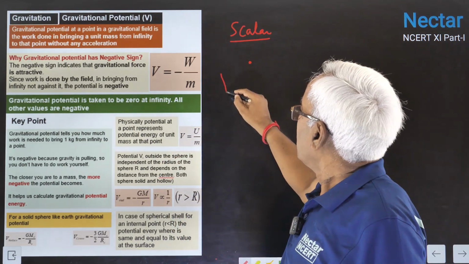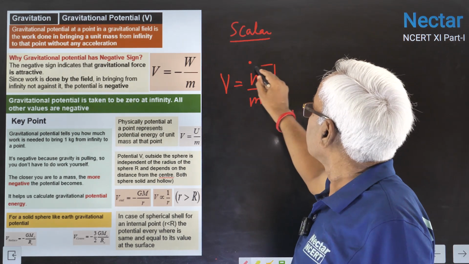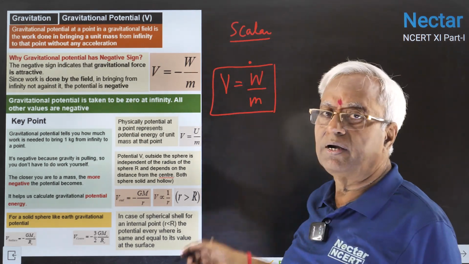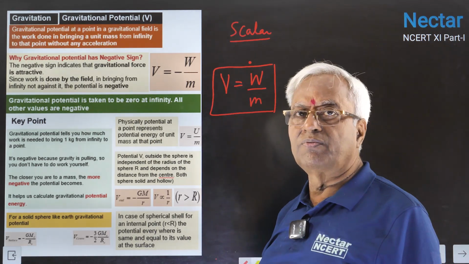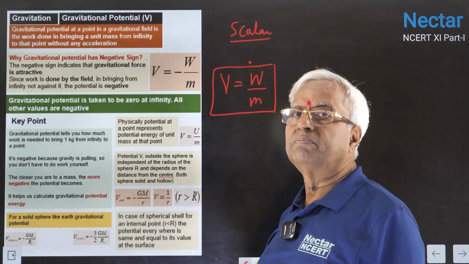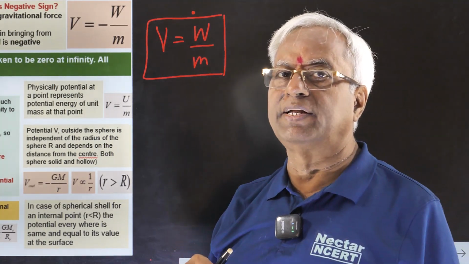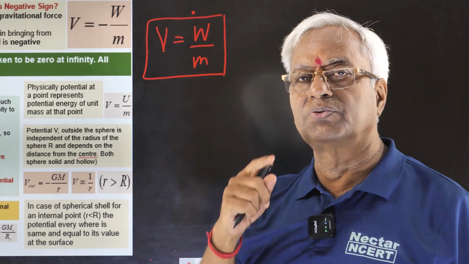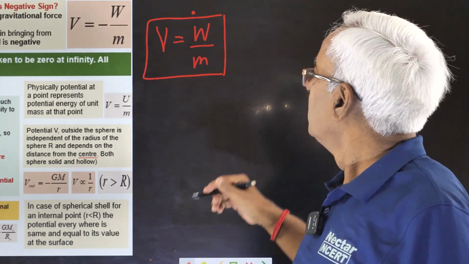That means as a mathematical formula, we can use this work per unit mass. Gravitational potential will always be negative. Why? Because the work is automatically obtained by the gravitational force. We need not do the work in this process.